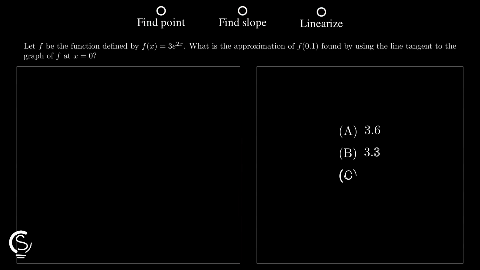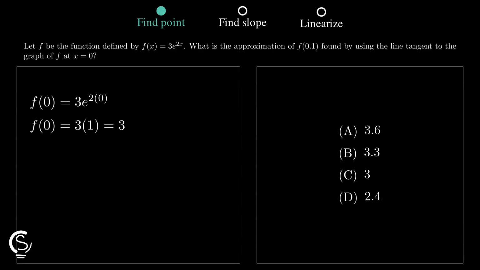First, we evaluate the function at x equals 0. Since a to the power of 0 is 1, the function value at the point of tangency is exactly 3. Boom!